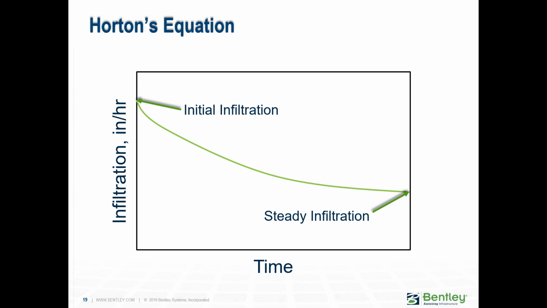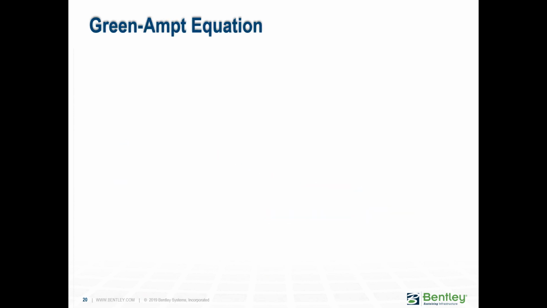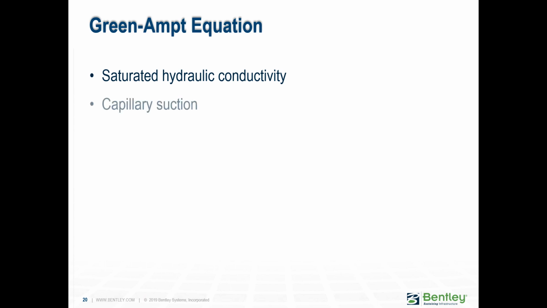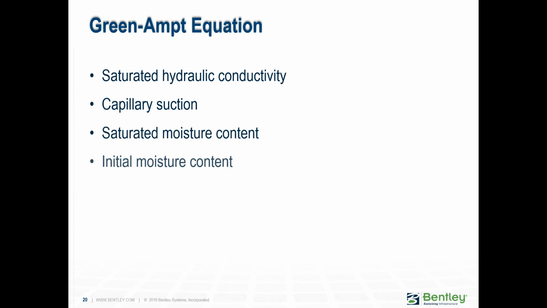The Horton's equation uses an exponential decay of infiltration rate versus time. The Green-Ampt is the most theoretically correct method for infiltration. It requires considerable information on soil's properties, like capillary suction, saturated moisture content, initial moisture content, accumulated infiltration, and etc.